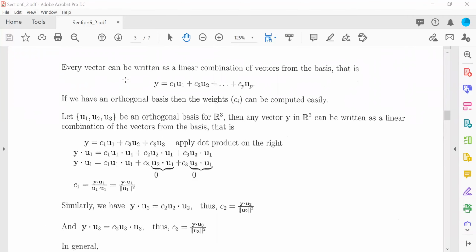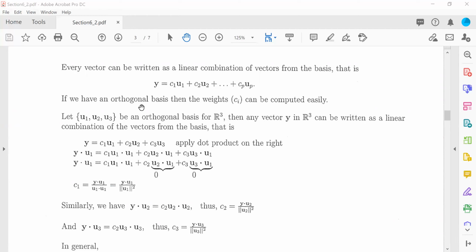Now, every vector can be written as a linear combination of vectors from the basis. So we consider some vector y, and we write it as a linear combination, meaning some number times the first vector plus another number times the second vector and so on. So c1 are numbers and u1 are vectors from the basis. That's a linear combination. Now, if that basis is orthogonal, then it's very easy to compute the weights. So the numbers c1, c2, we can easily compute.